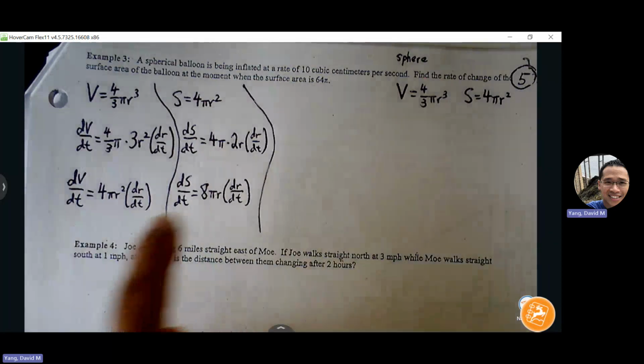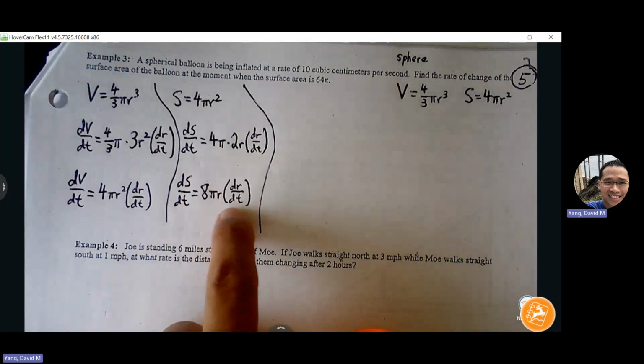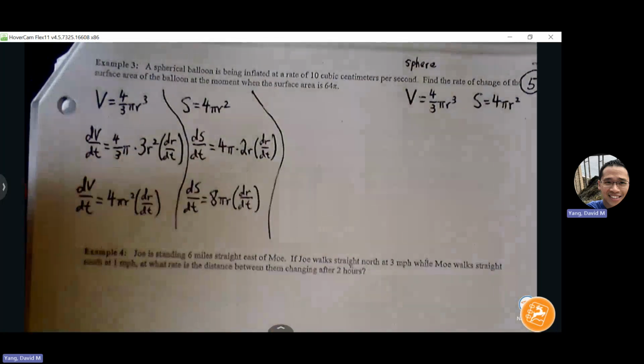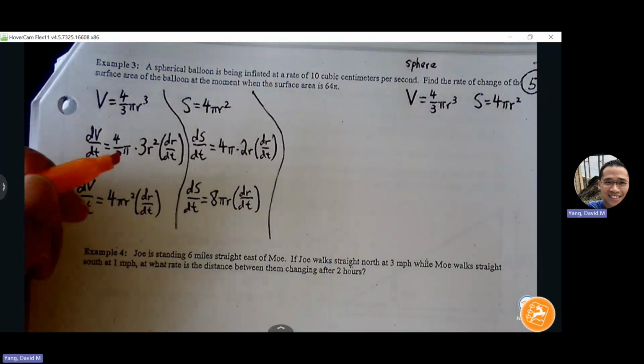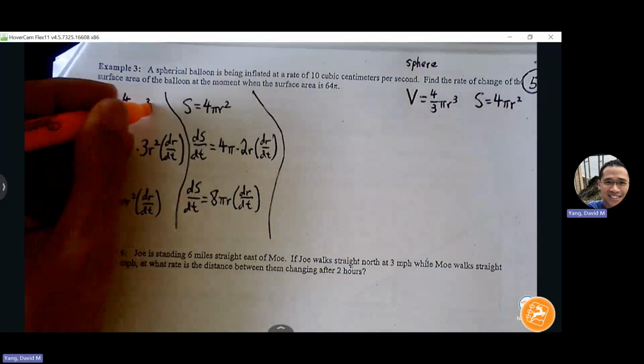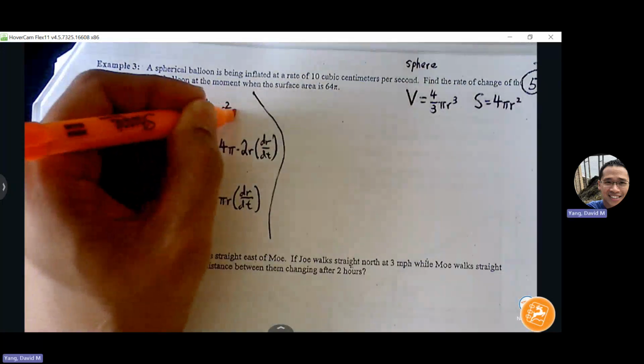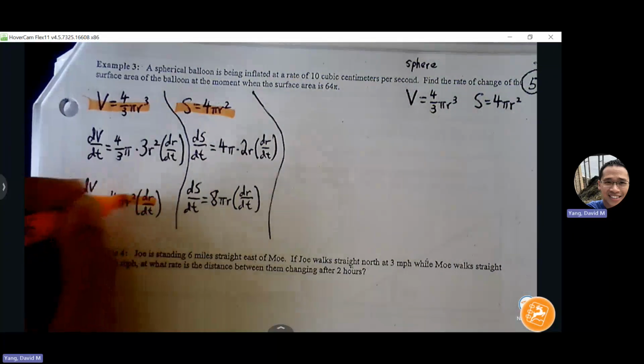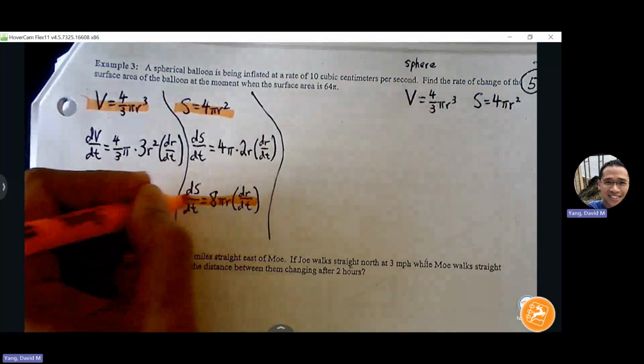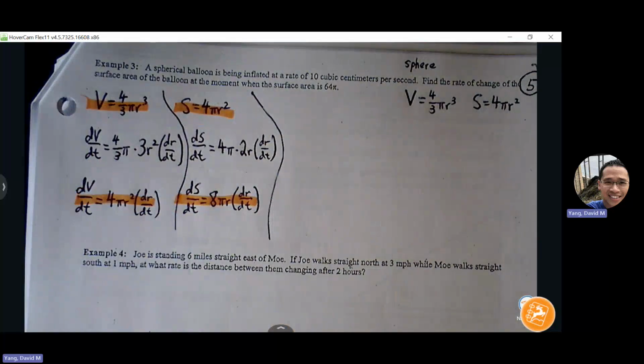Okay. 4 and 2 multiplies together. I made that 8 pi r dr dt. So I want us to just recognize, we may not need all these equations, but we do have 4 equations available to use if we need to kind of piece things together.